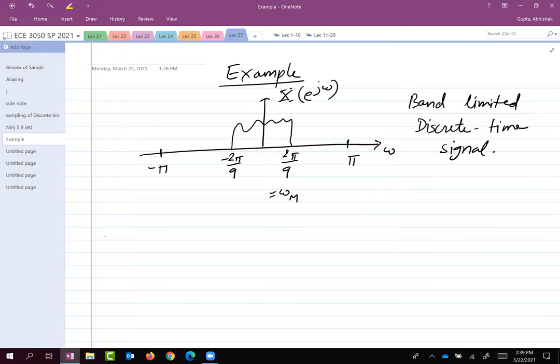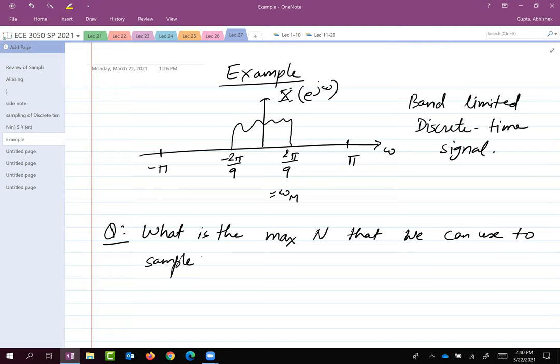What I want to find out is what's the maximum frequency at which I can sample? Not max frequency, of course I can sample every time step, but the max n that we can use to sample x[n] so that x_r[n] is equal to x[n]. So I can recover the original signal back.